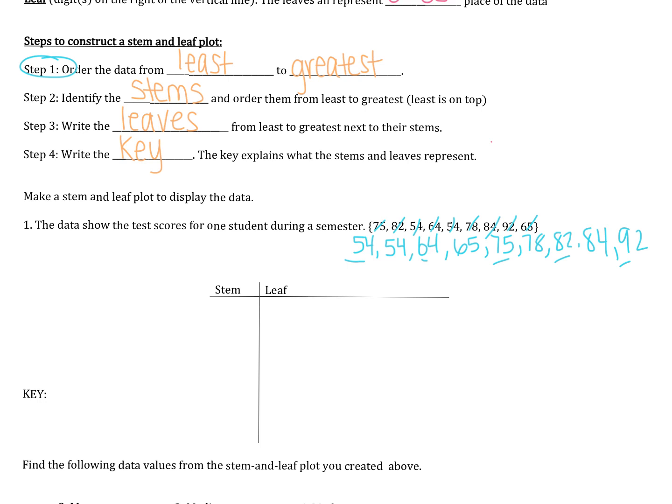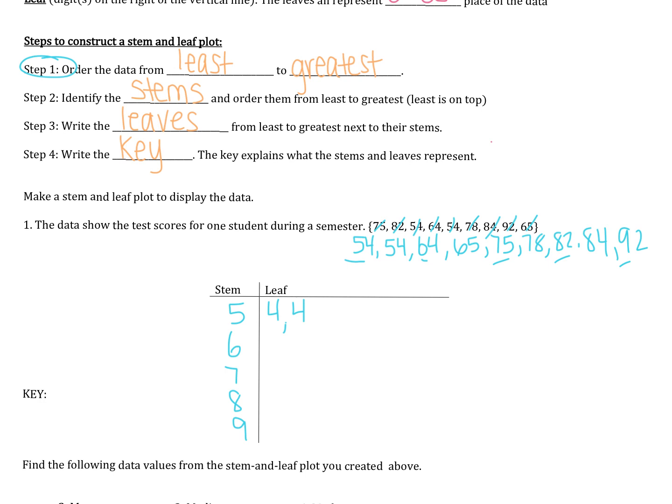Instead of just writing 50, 60, 70, 80, 90, you just write the first digit. So when we make our key, it's going to help us identify that this 5 is really 50. And now the leaves are the ones. So I have two 54s, so I'm going to write 4 twice. So it's 54 and 54.